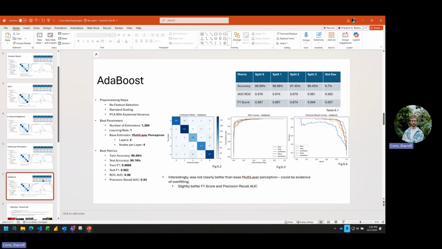All right, on to AdaBoost, which is our first ensemble classifier. What was interesting about this is, although I used multi-layer perceptron as the base estimator for it, because that's what I found was giving the best results, it actually didn't outperform the base multi-layer perceptron classifier. So I believe that is evidence that this classifier is overfitting. Although the F1 and precision recall area under the curves were better than the single model that I mentioned on the previous slide, the accuracy and the ROC AUC were not as good.